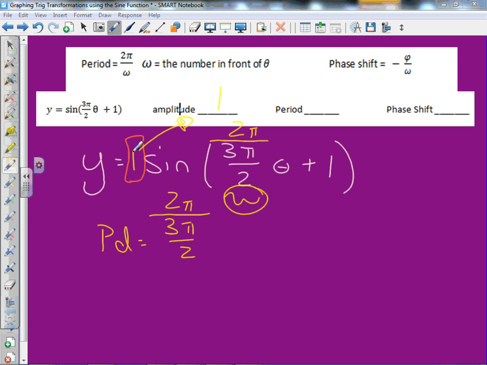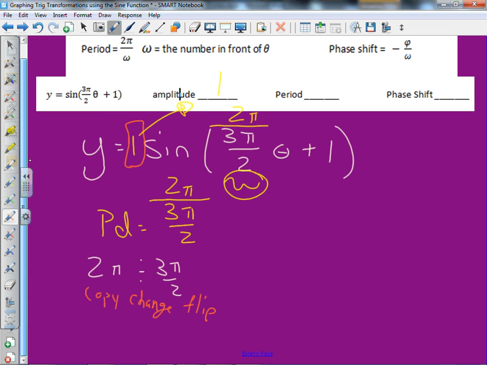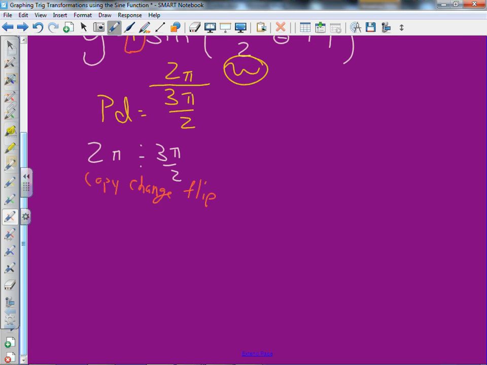So sometimes what I like to do is write it as 2 pi divided by 3 pi over 2, because when we see it horizontally, sometimes we remember we've got to copy, change, and flip our second fraction. So when we do this, we copy our first 2 pi, change to multiplication, flip our second one, so our 2 will go on top, our 3 pi goes on the bottom, that's 2 over 1.